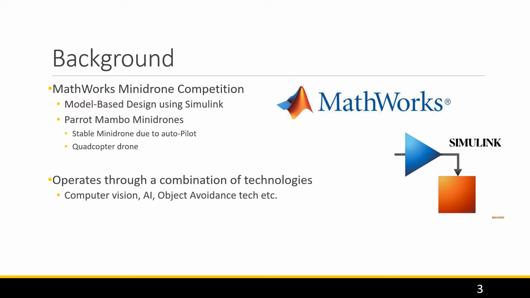So quick background, MathWorks is a corporation that specializes in mathematical computing software. Its major products include MATLAB and Simulink, which both support model-based design, data analysis, and simulations. The MathWorks Mini-Drone Competition introduced us to model-based design using Simulink. In doing so, we were able to learn more about certain drones. The drone that we are working on is a Parrot Mambo Mini-Drone, which is also known as a quadcopter drone. Typically, these drones operate through a combination of technologies, whether it's computer vision, AI, object avoidance technology, and many more.